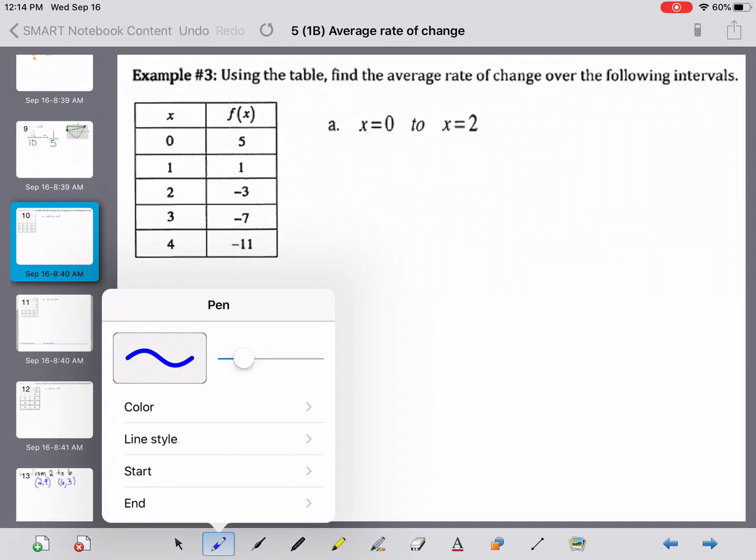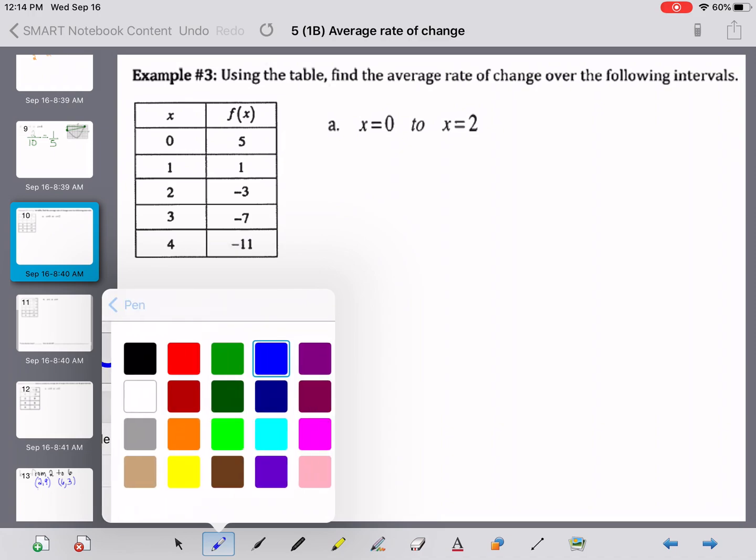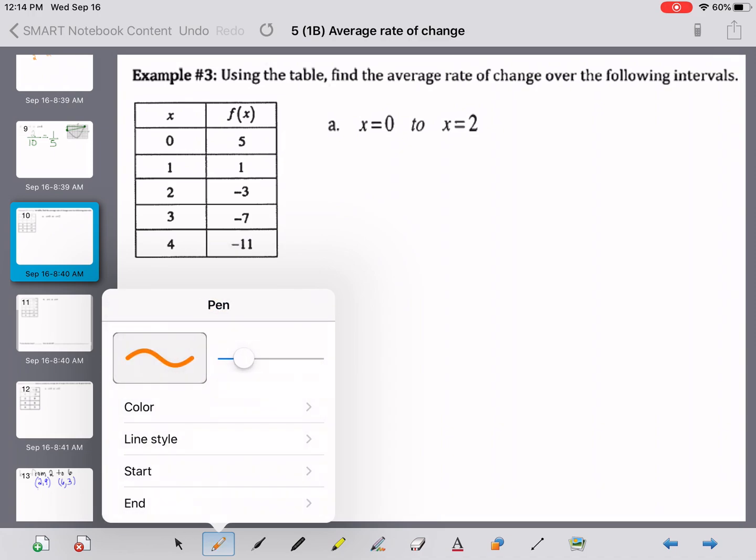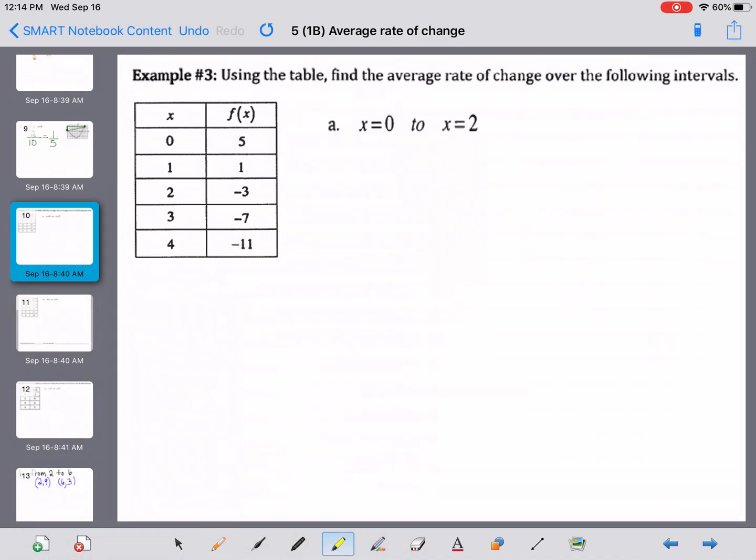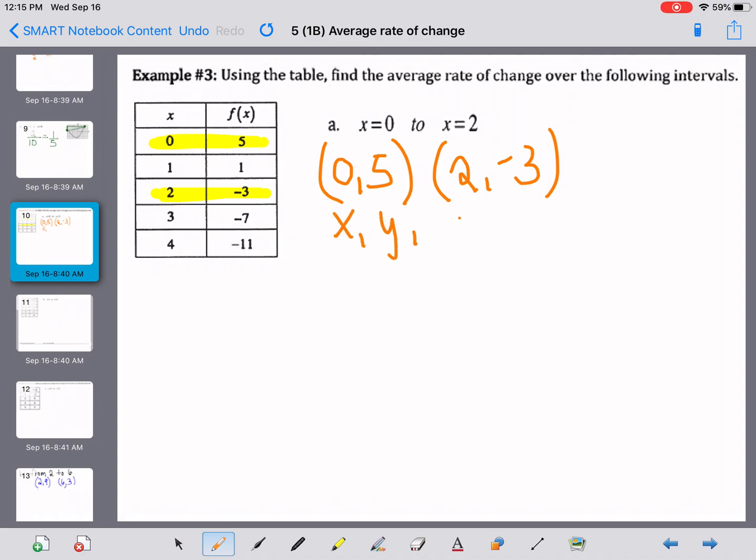So now we're going to look at a table and find the average rate of change. First of all, it says we're going to find it over the interval from x equals 0 to x equals 2. So here's x equals 0. Here's x equals 2. What we're going to be working with is (0, 5) and (2, -3). Here's x1, y1, x2, and y2.